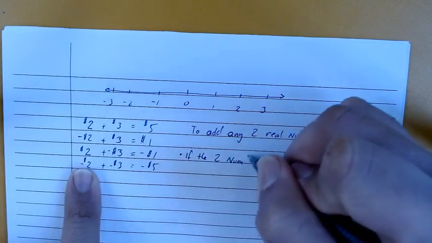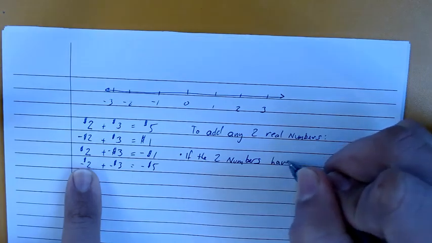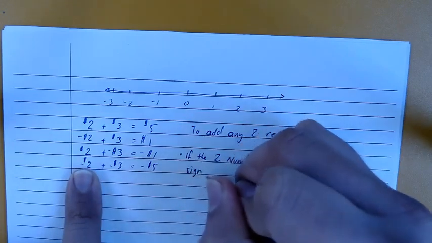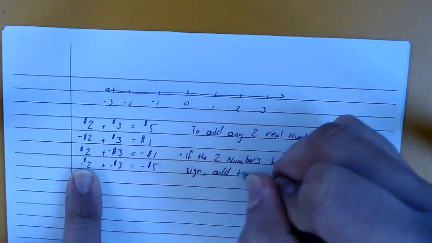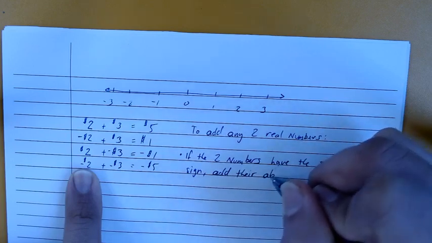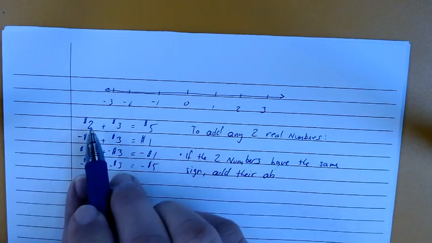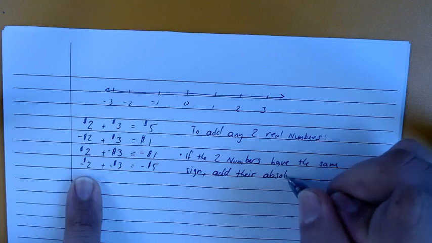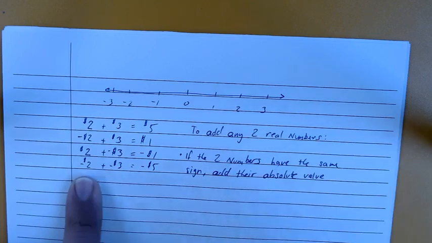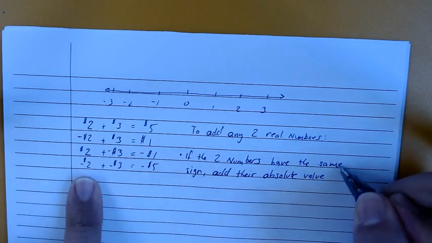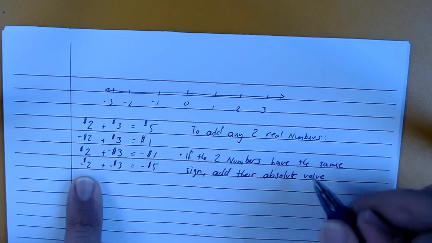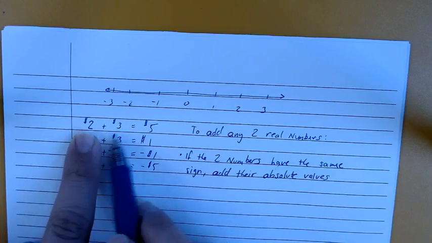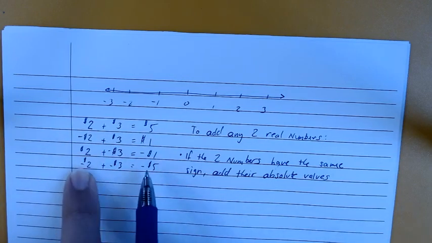If the two numbers have the same sign, you add their absolute values. Meaning you don't worry about the plus or the minus, just think about the number. 2 and 3 make 5. 2 and 3 make 5 in both cases. But then, once you've added the absolute values, you're going to keep the sign of the numbers that you had. Here you're adding two positives, so your answer is positive. Here you're adding two negatives, your answer is negative.